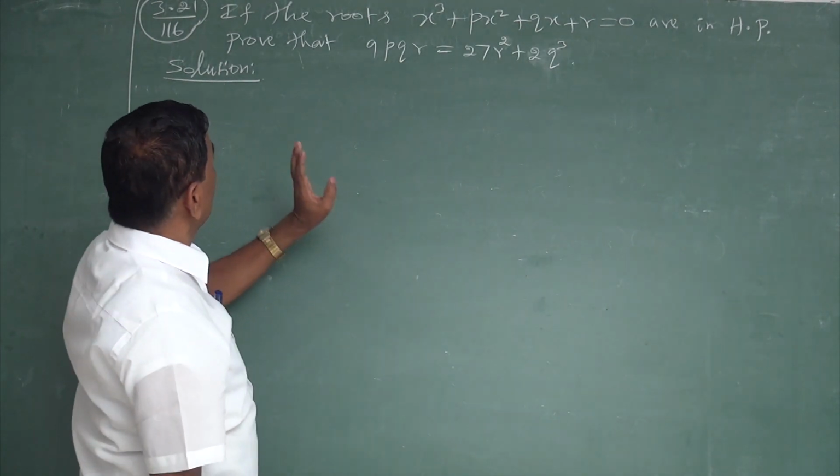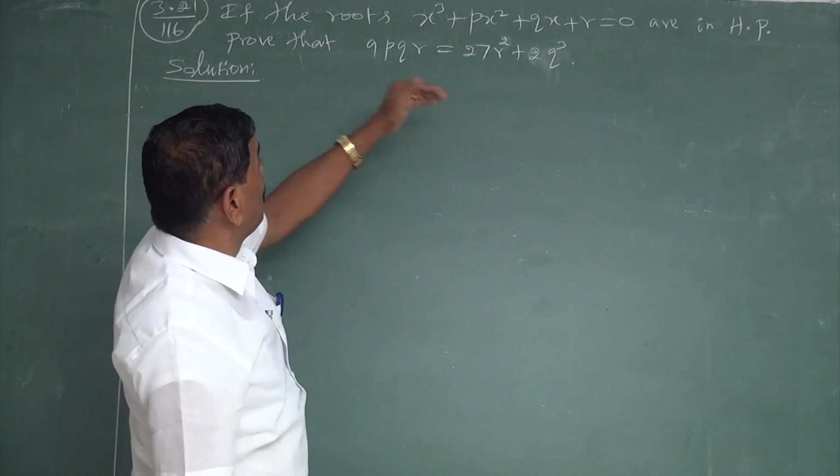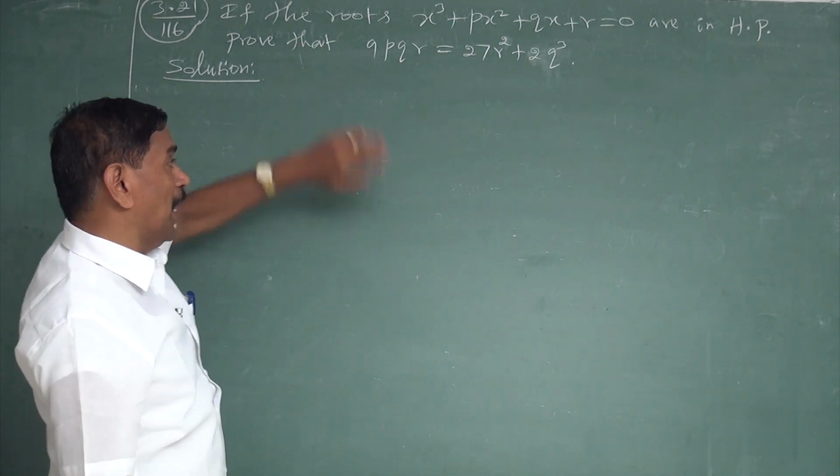So that is the first line. Since the roots are in HP, therefore its reciprocals are in AP.